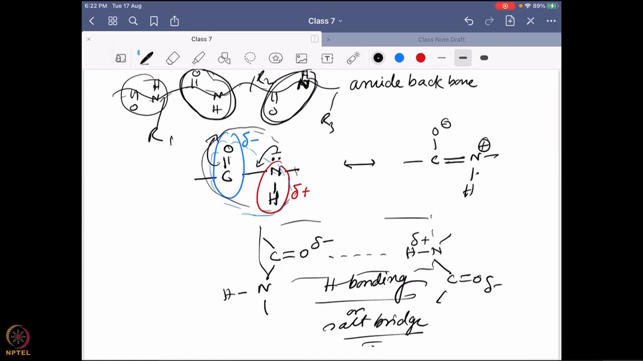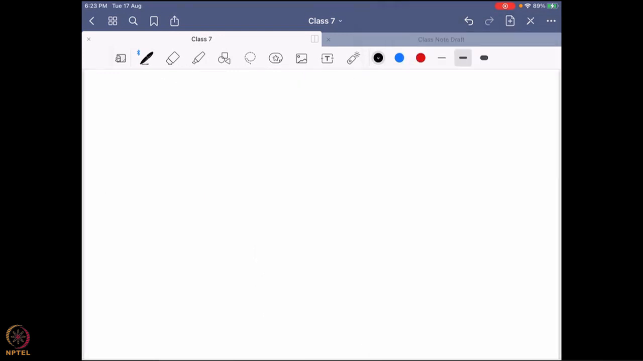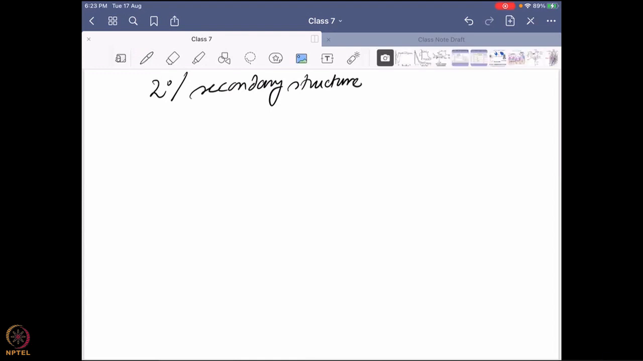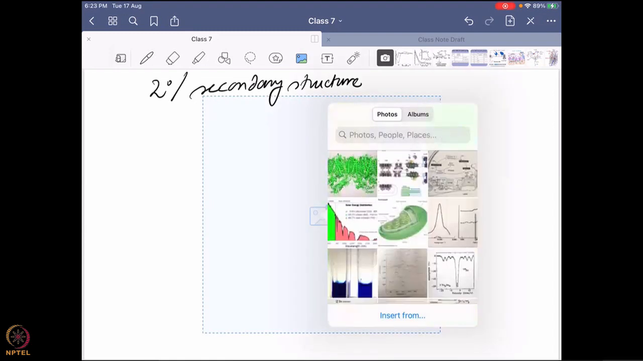And now in three dimensions, how are these interactions happening? Is it happening between two different ends of the amide bonds, or is the same amide bond actually moving out a little bit and creating an interaction with the amide backbone of the same chain or a different chain? Depending on that, we can have two primary orientations of interaction, which are known as the secondary structure. So what are those? Let me find out.